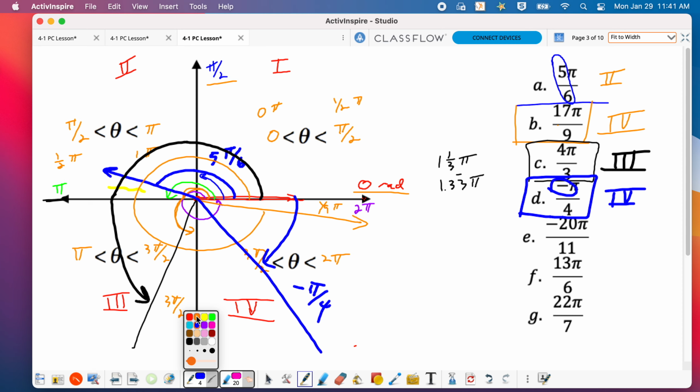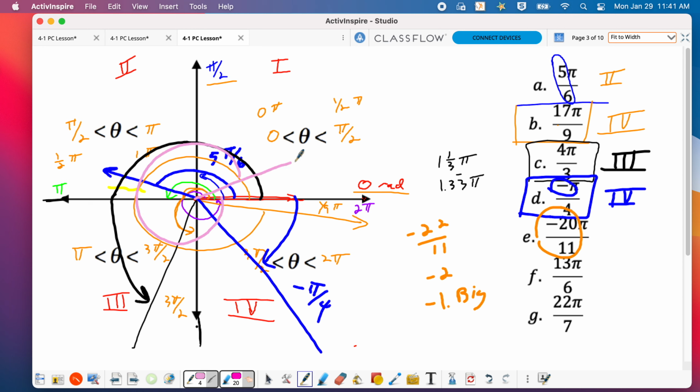All right, negative 20 pi over 11. Negative 22 over 11 is negative 2. So I'm going to be a little bit less than that, at probably negative 1 point, a big number. All right, closer to 2 than it is anywhere else. So if I rotate down almost 2 pi, close to 2 pi, not as close to 1.5 pi, I'm going to be here in the first quadrant.